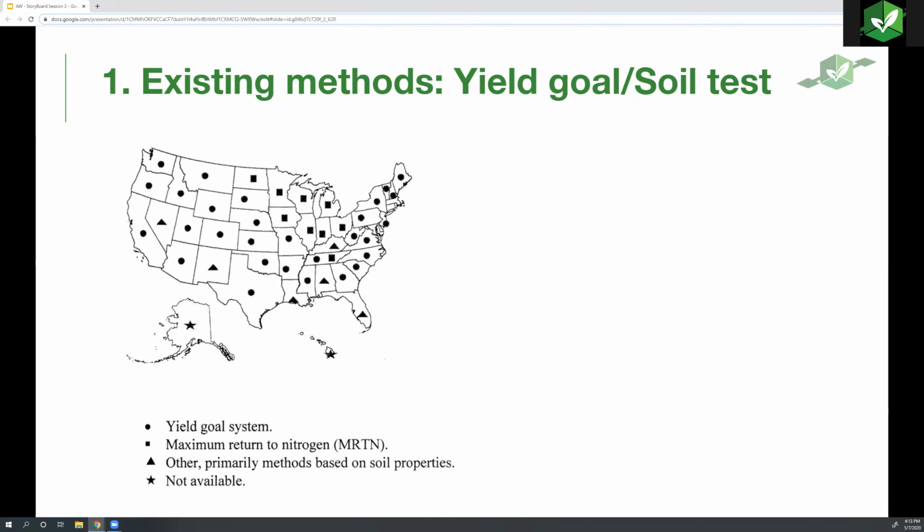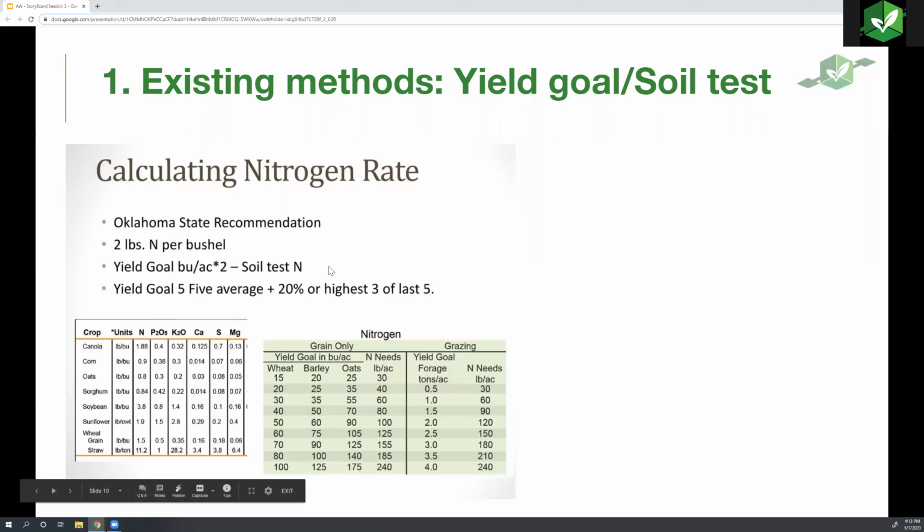As you can see, the states are spread between those that adopt the yield goal maps and those that are more on the MRTN approach. This is an example coming from Oklahoma State. It's a recommendation of how you can calculate your nitrogen rate. This is one of the versions of the formulas that I was mentioning earlier. It's a table where you look up your crop, how many bushels, how many units of nitrogen, you do the math, and that's how you come up with your recommendation.